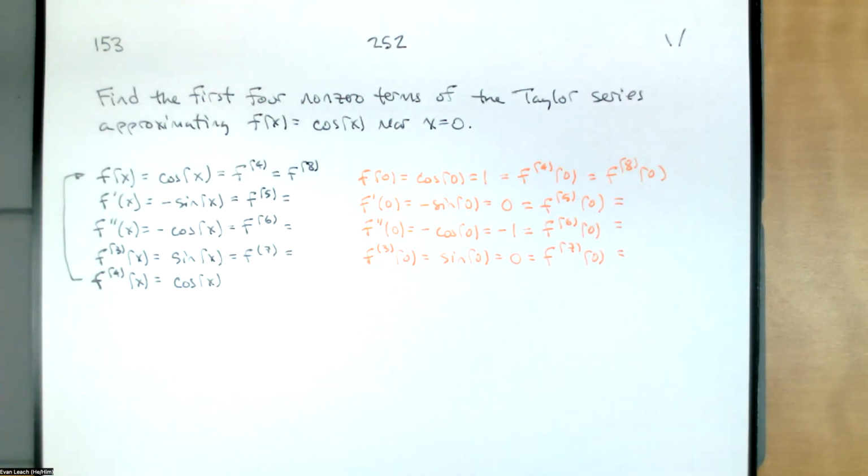So when we start building the terms in the Taylor series, we're just going to follow the pattern: 1, 0, negative 1, 0, 1, 0, negative 1, 0, 1, 0, negative 1, 0.